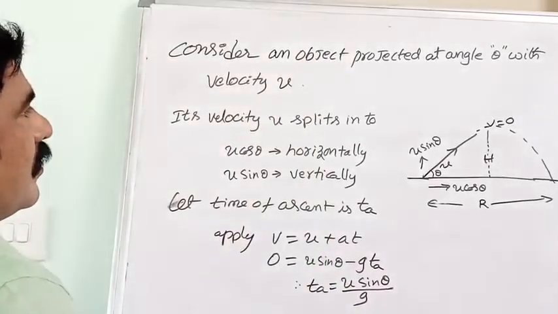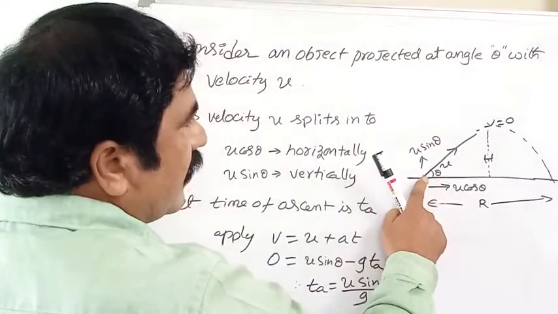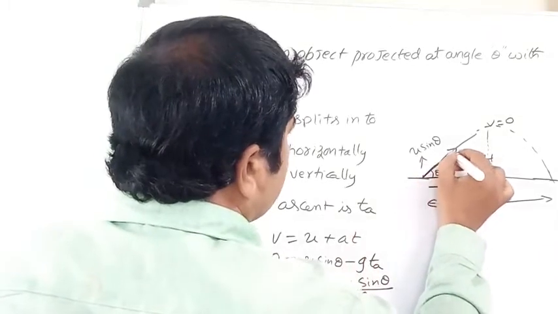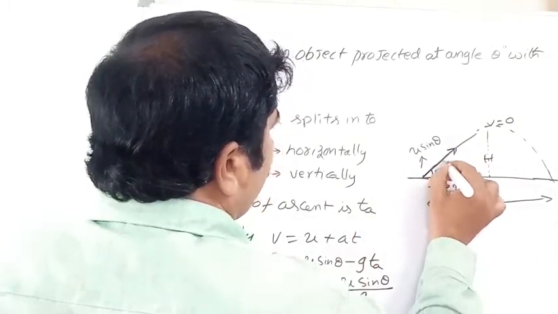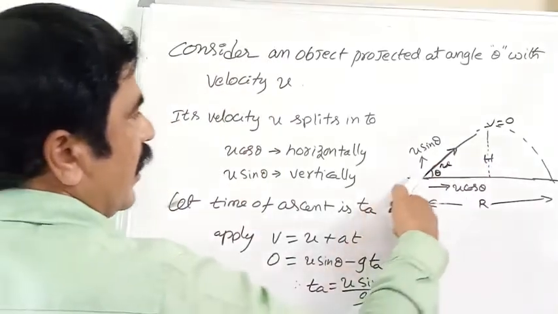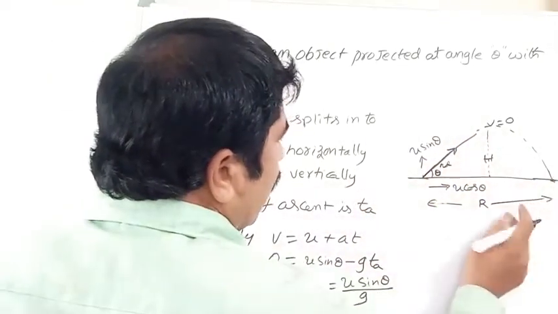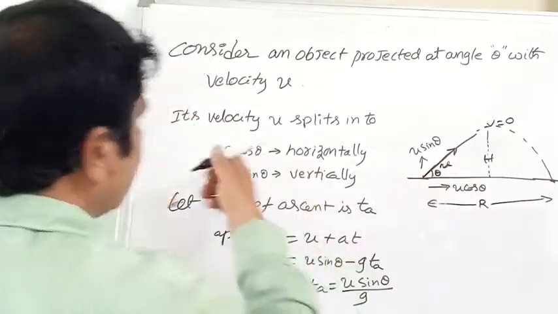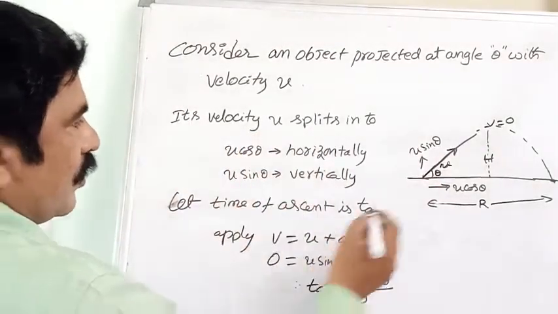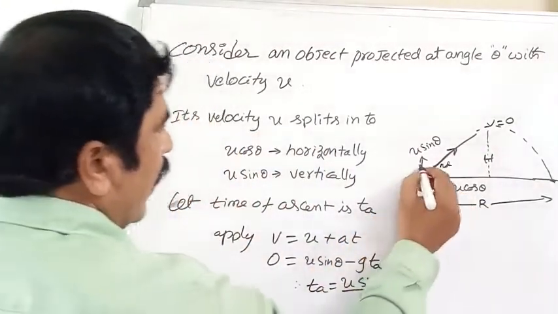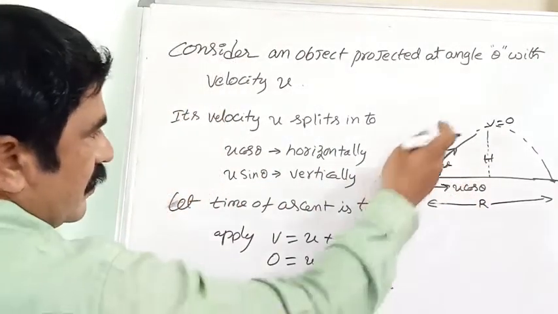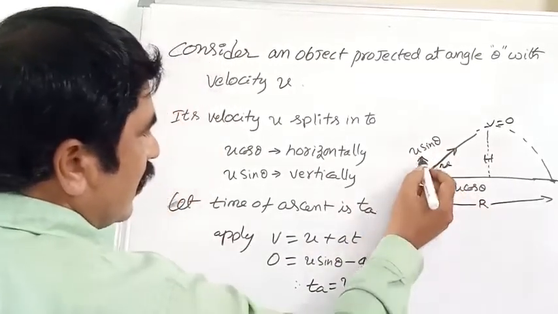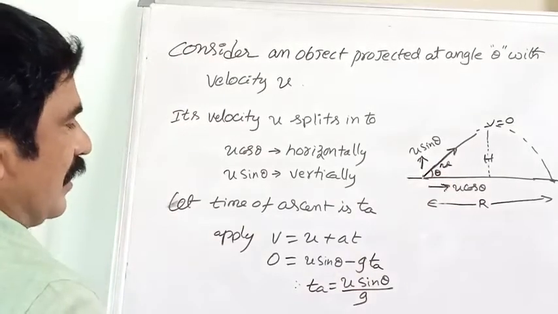Consider an object projected at an angle theta with velocity u. It reaches the ground here and the horizontal distance is assumed as range r. The velocity u splits into a horizontal component u cos theta and a vertical component u sin theta.